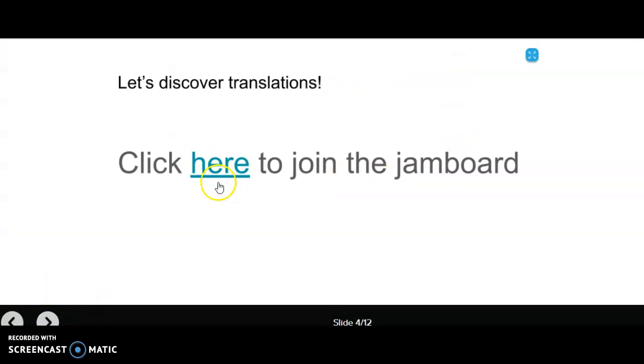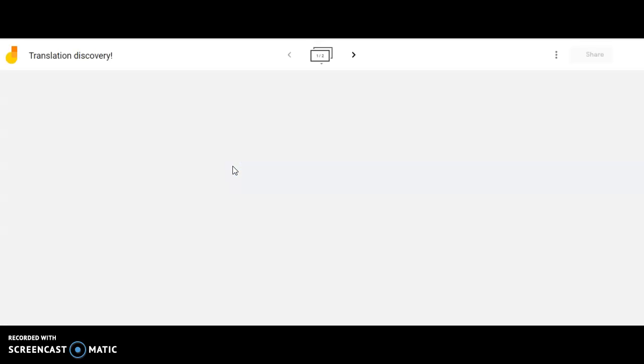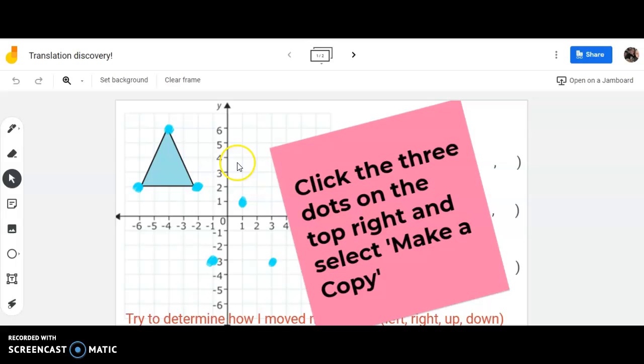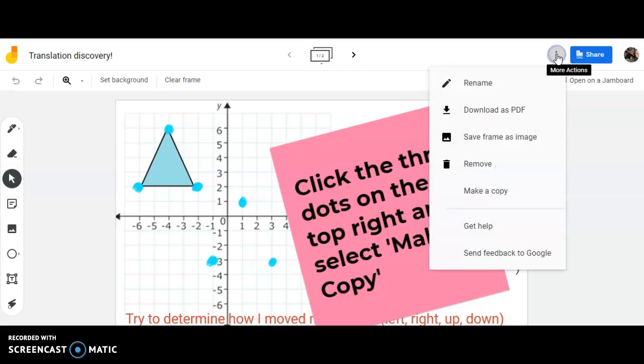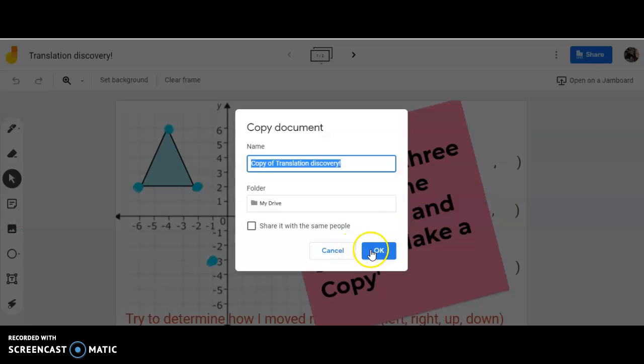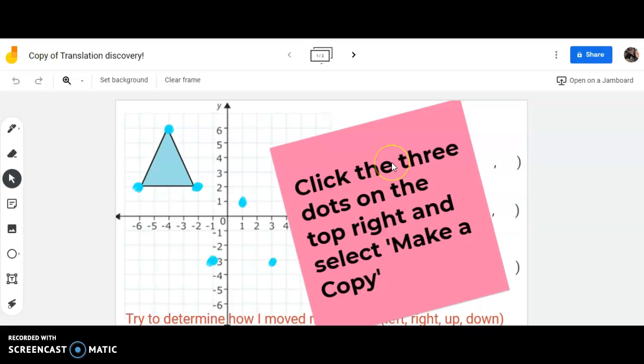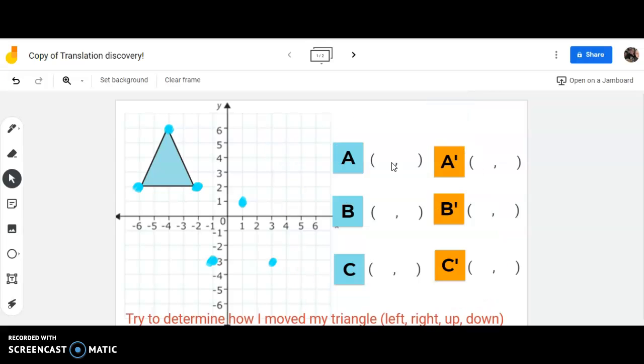Okay, so this one, if you click here on your Jamboard, your Pear Deck, it's going to take you to Jamboard. Okay, you can't do anything with this one, so you have to make a copy for yourself first. You click on these three little dots, make a copy. It creates a version for yourself. Okay, then you can click on this pink sticky note, erase that, and then now you can move or do whatever you need to from your Jamboard.